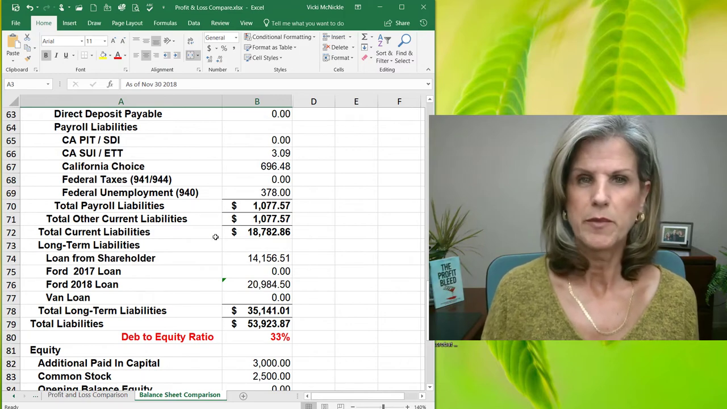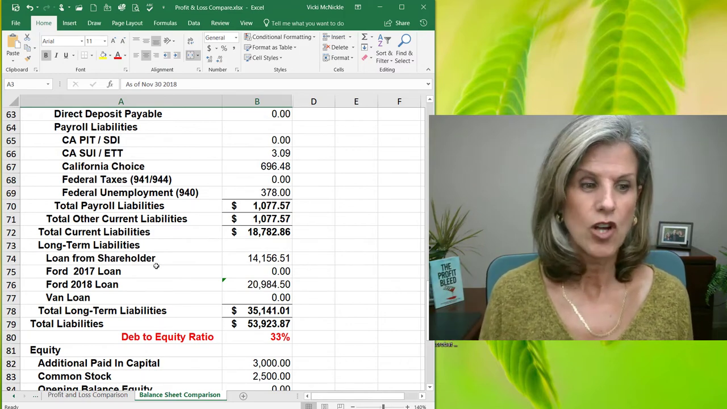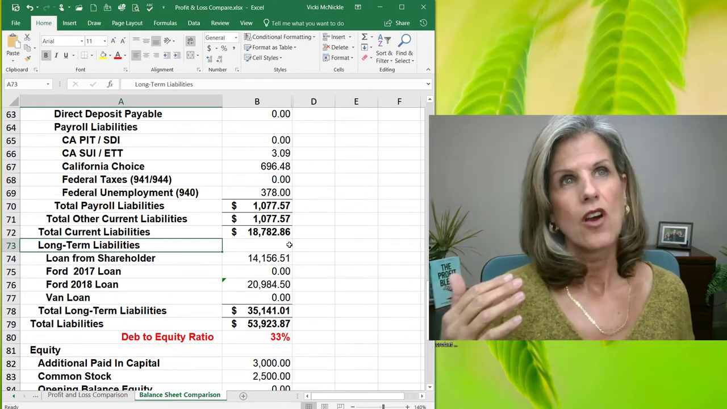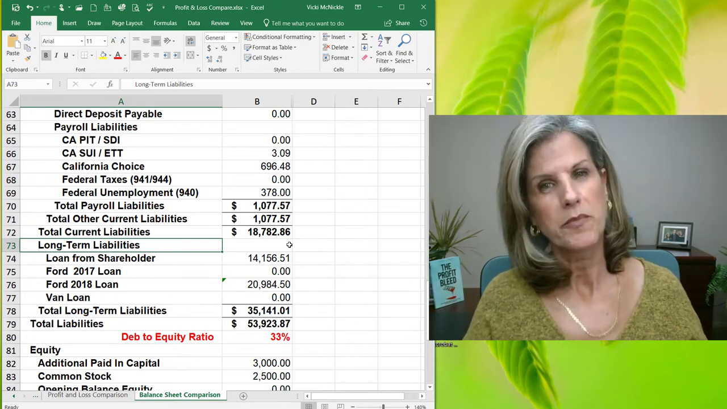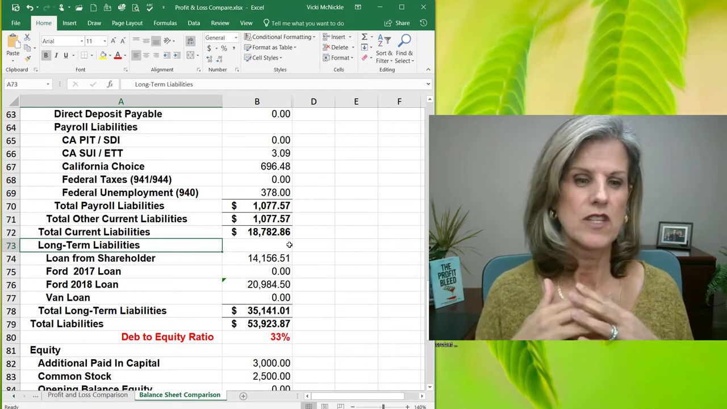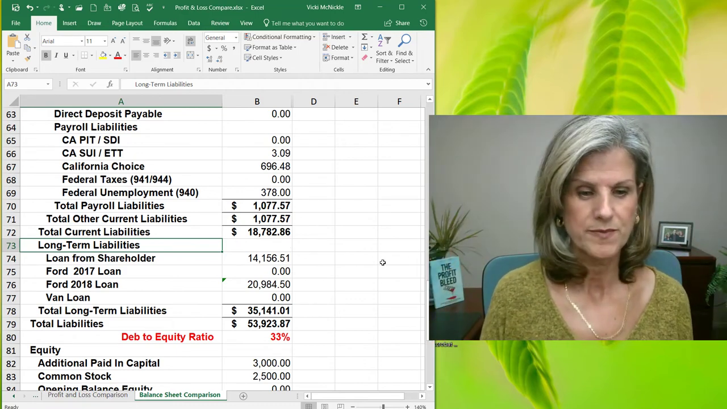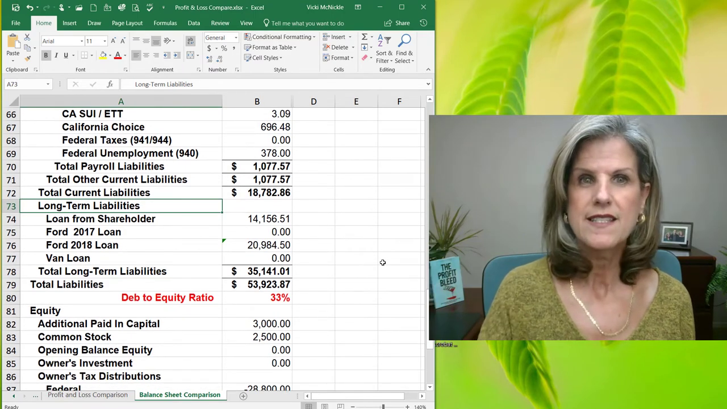So that's current liabilities. The next section is long-term liabilities, which are what you'll owe over a period of more than 12 months. That's usually vehicle loans or equipment loans, that kind of stuff. So that's assets and liabilities.